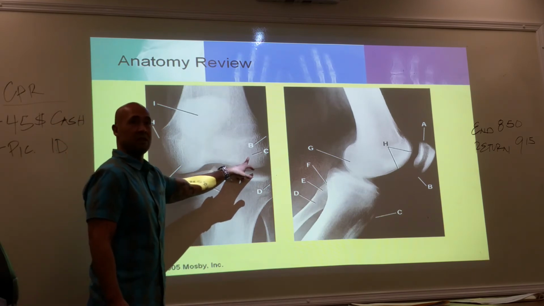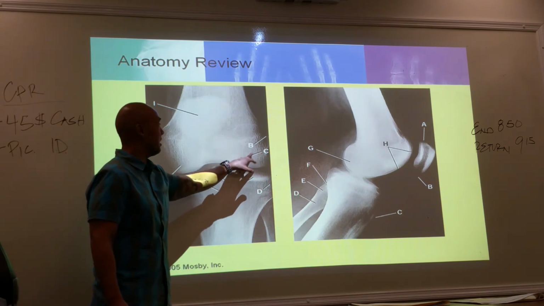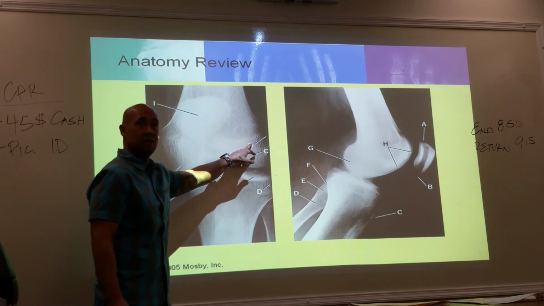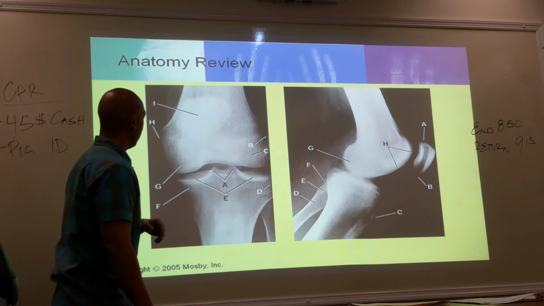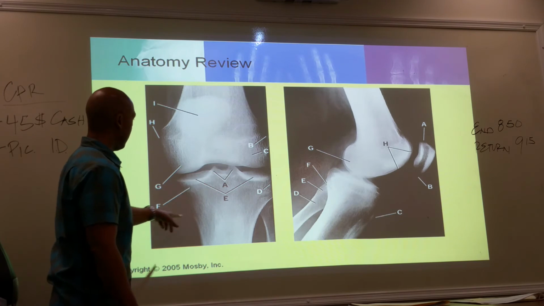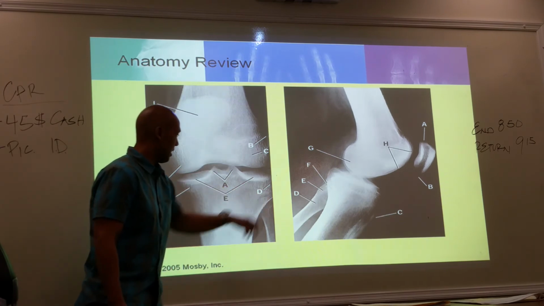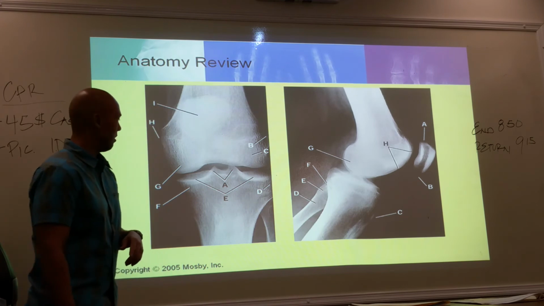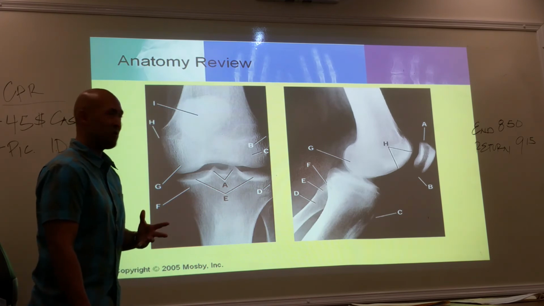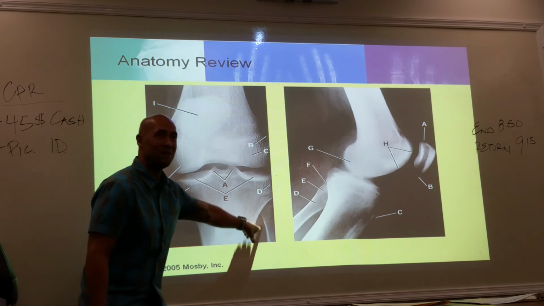Okay, medial. We know what C is, right? C is the femoral condyle, so right above that should be the epicondyle, the femoral epicondyle. D, medial condyle. Is it medial or lateral? It's lateral, because of the fibula. See, you guys are good.